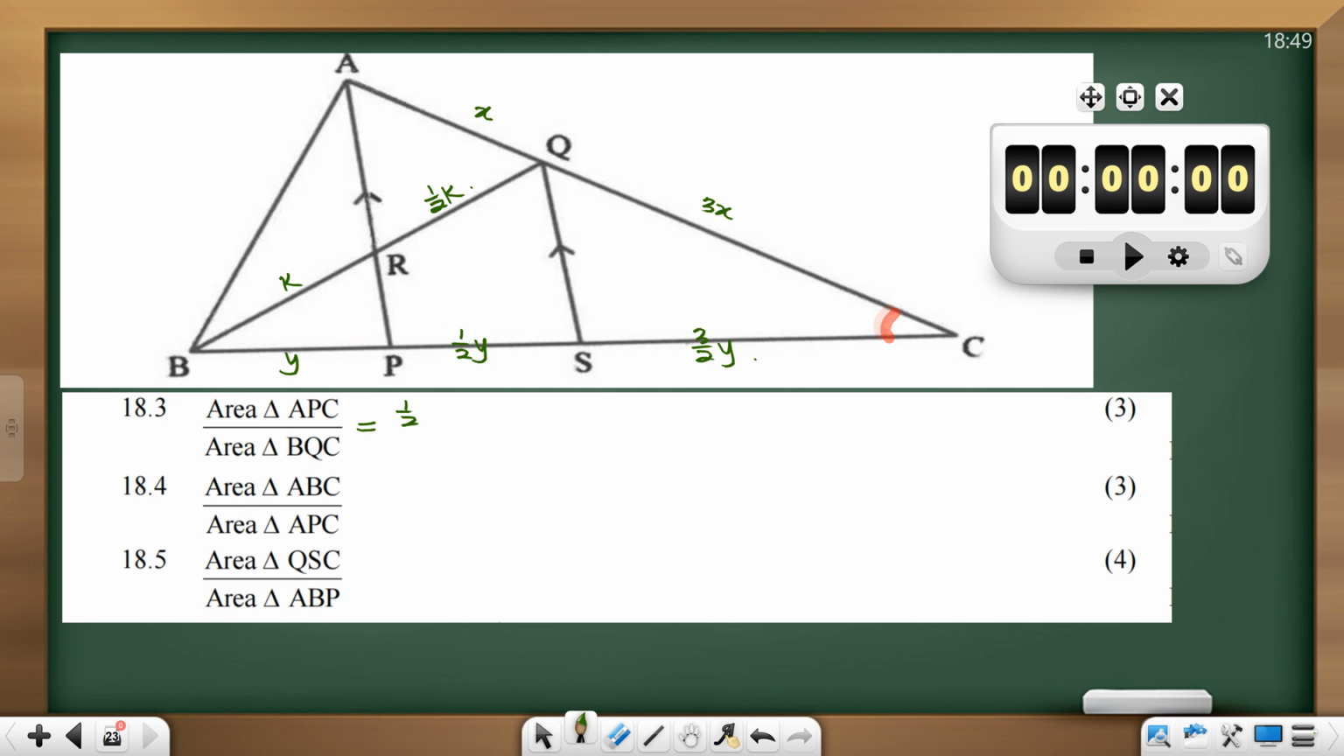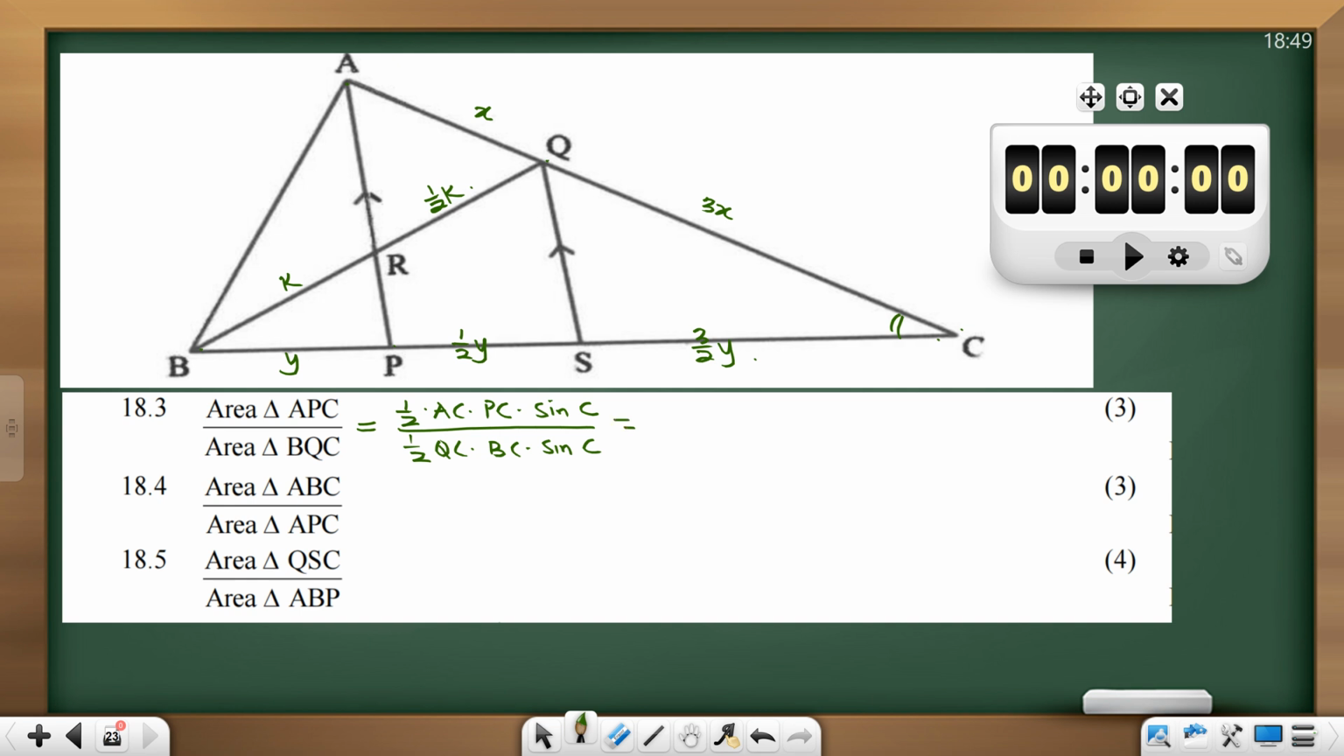So what do I have? Half APC. Remember the side, this is the angle I'm using, right? So it should be half AC times PC sine C. What about BQC? Remember again, QC times BC sine C. Half cancels, sine C cancels.